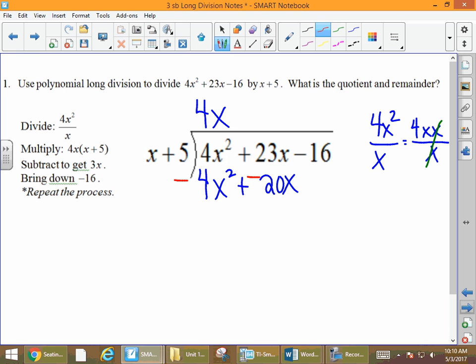There's the subtraction. Subtract to get 3x. Well, where's that 3x coming from? Well, 4x squared minus 4x squared is 0. It cancels out. And that's what we're trying to do. We're trying to get rid of the highest degree term. And then we have 23x plus a negative 20x, which gives us 3x.